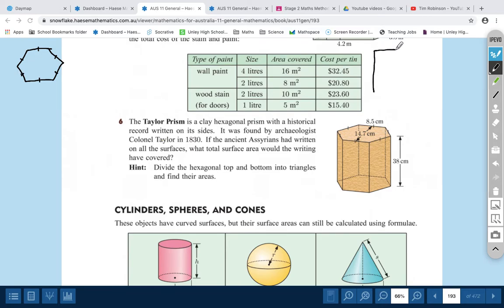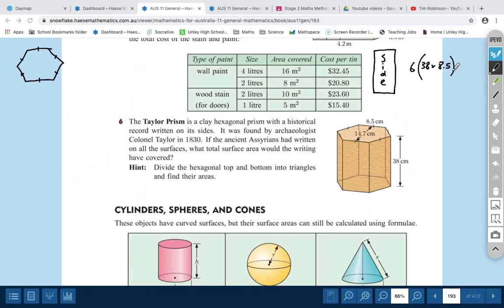We've got the side rectangles. There were 6 of them, weren't there? 6. This bit should be pretty easy. Length times width, 38 times, what's the width of one of these rectangles? It's 8.5.